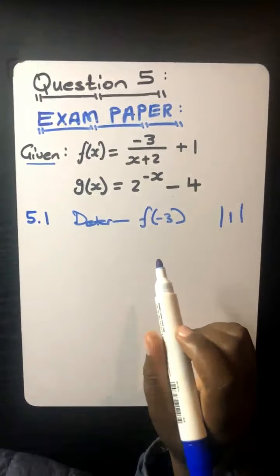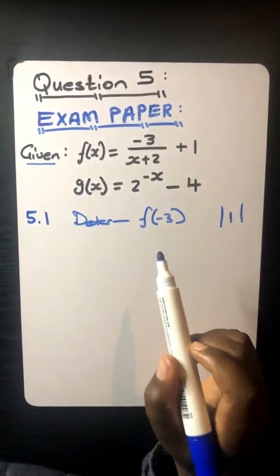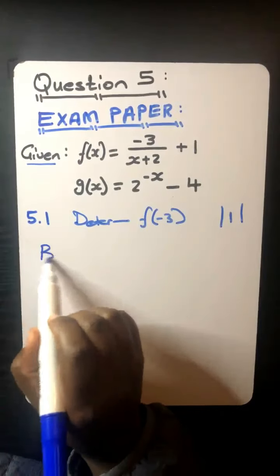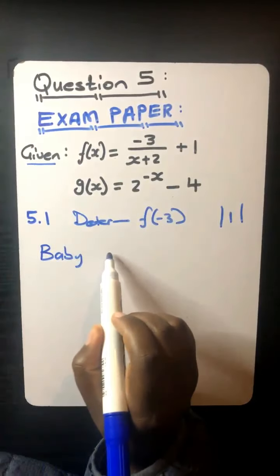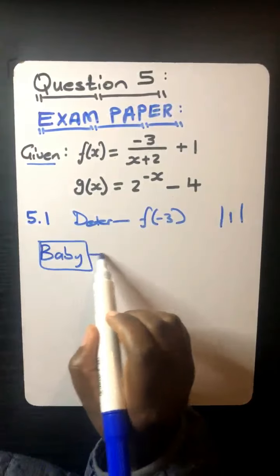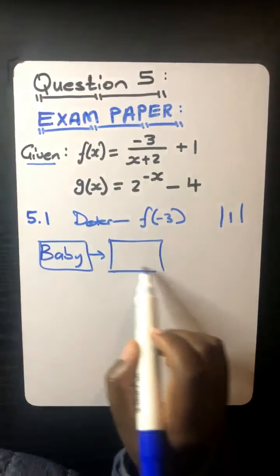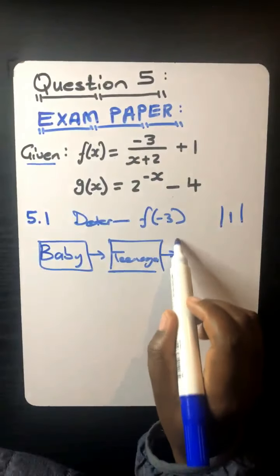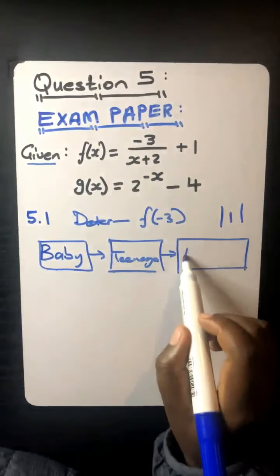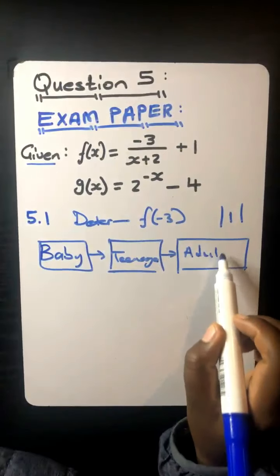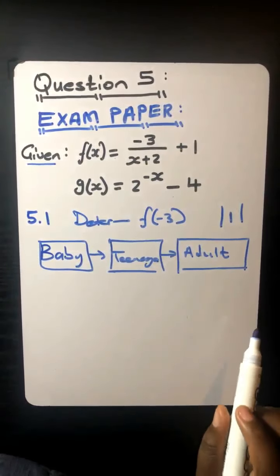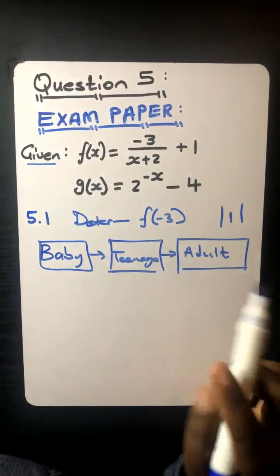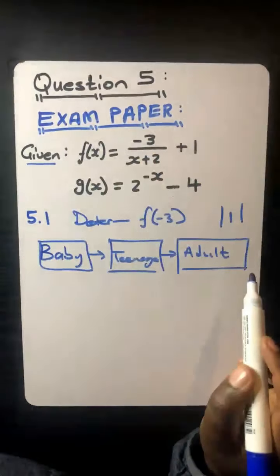So remember, guys, based on yesterday's lesson, we said we've got stages of this function. We have it at a baby stage, then it grows to become a teenager. Then we have it at that stage of adulthood. So most importantly, guys, there we have two types of functions. And the first one, Shreyas, you are correct, it's a hyperbola.